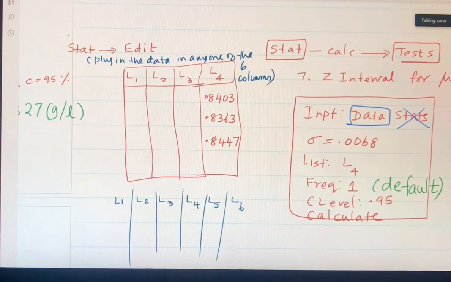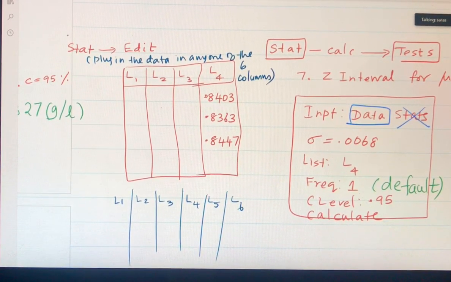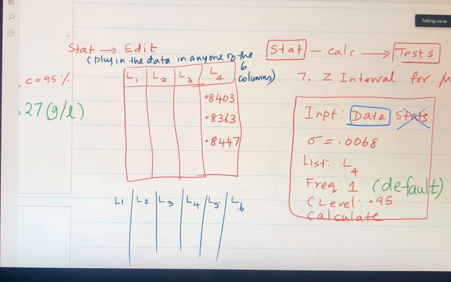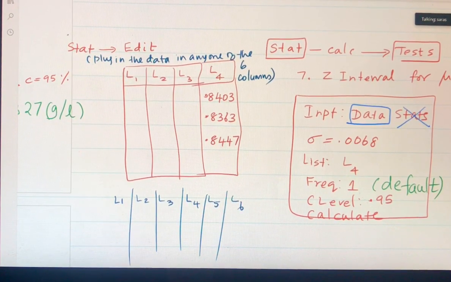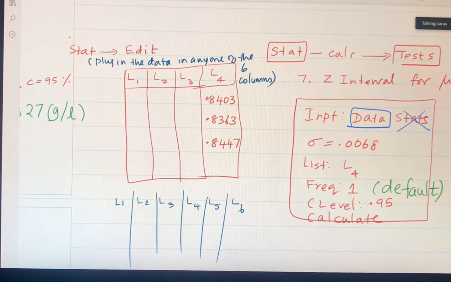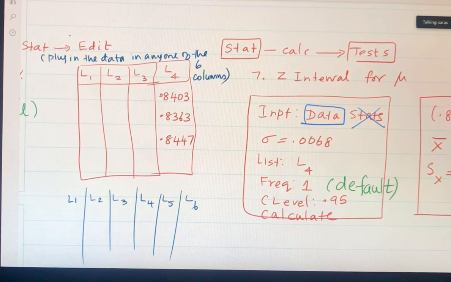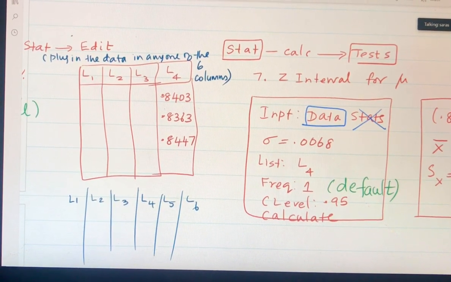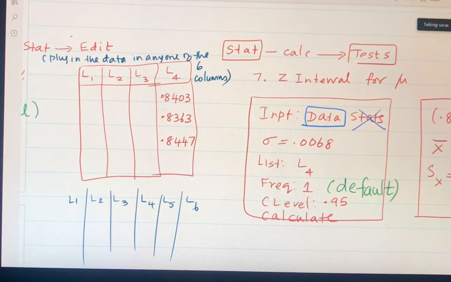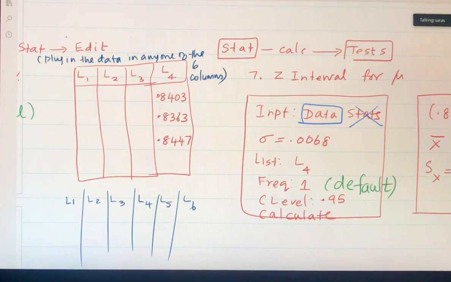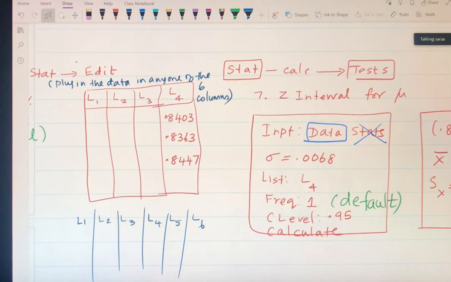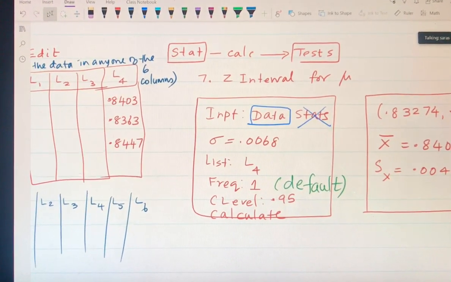I used L4, and once you are done plugging in the data, the next thing is to go back to STAT again, and this time move on to TESTS, and you will see the change. So I'm going to be choosing the same option number 7, ZInterval for mu, and this time I'm not going to be choosing Stats.